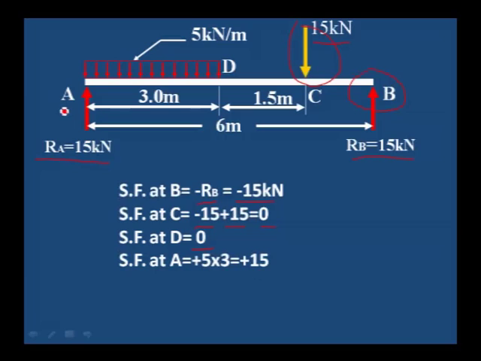Next, shear force at A. At A, whatever the right side forces acting, the previous value is 0 plus 15 minus 15, 0, plus this 5 kilonewton per meter into 3, that is total load is 5 into 3, 15 kilonewton. You can observe that this 15 kilonewton is the same as the RA value. Always the shear force at the left portion should be equal to the RA value, and the right portion the RB value. In between that, whatever the load is there, we have to calculate according to that.